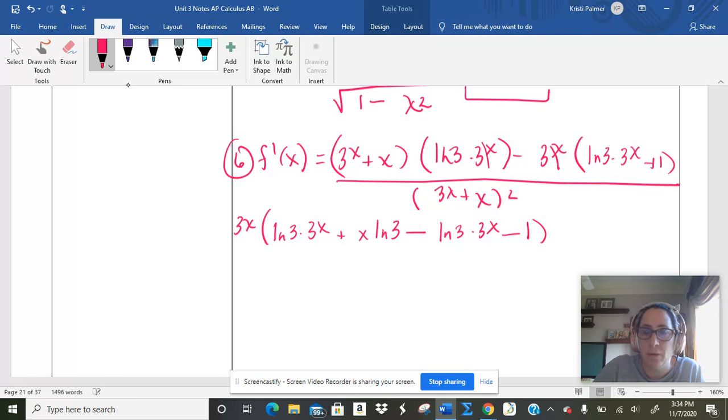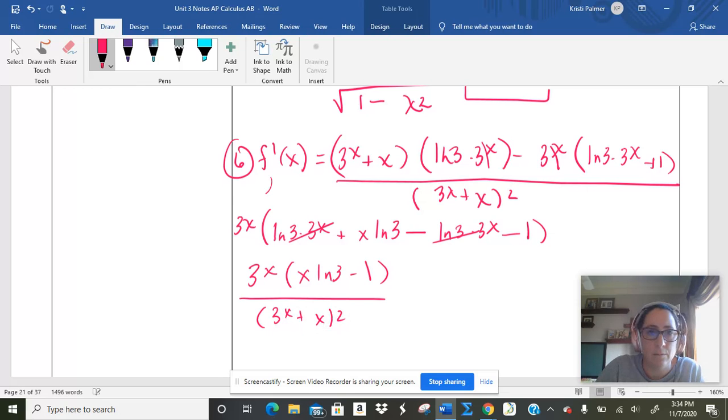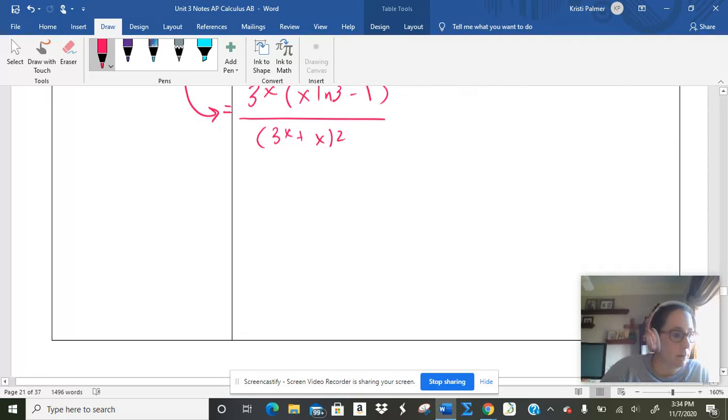I distributed the 1 as well, but I took that out. So if I look at this, this is kind of nice. Let's see, it looks like these two are exactly the same but opposite, so they go away. All over that denominator. Okay, number 7.